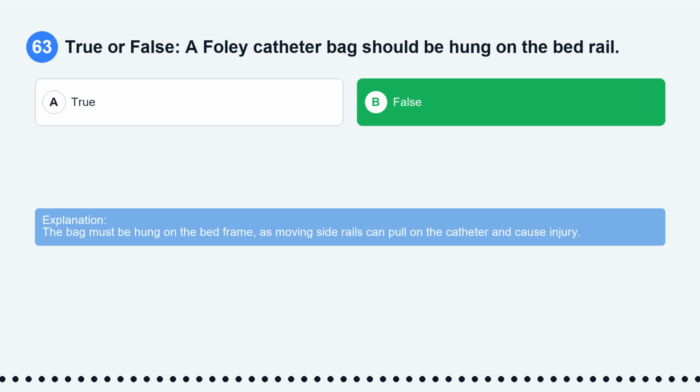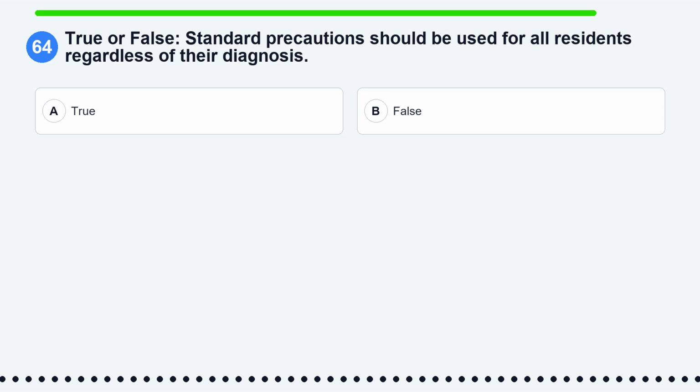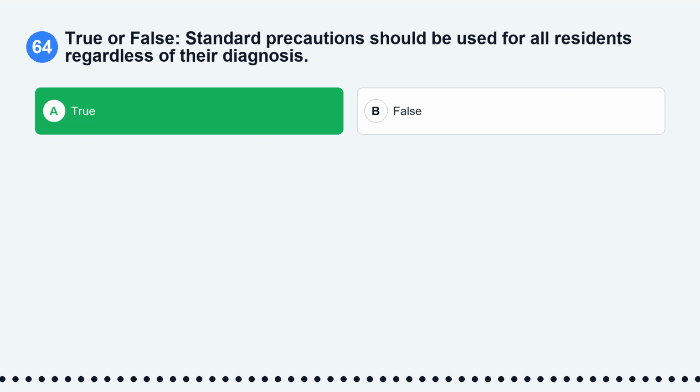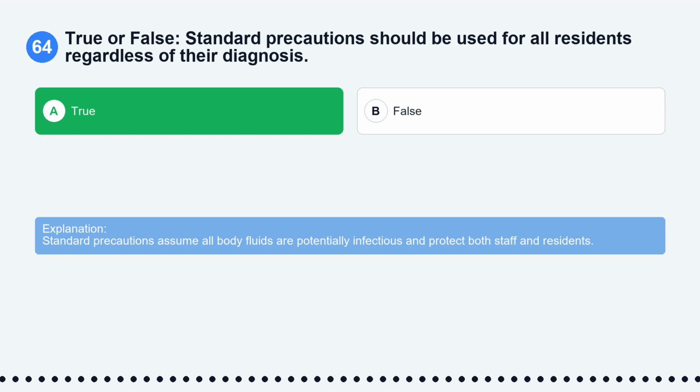Question 64. True or false, standard precautions should be used for all residents regardless of their diagnosis? Option A, true. Option B, false. The correct answer is option A, true. Standard precautions assume all body fluids are potentially infectious and protect both staff and residents.